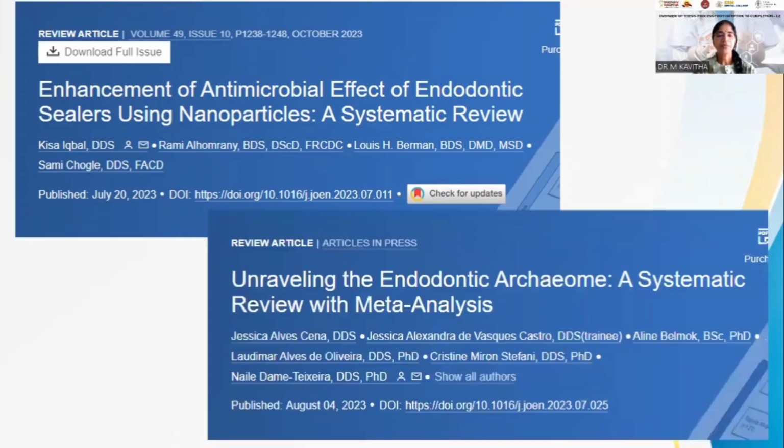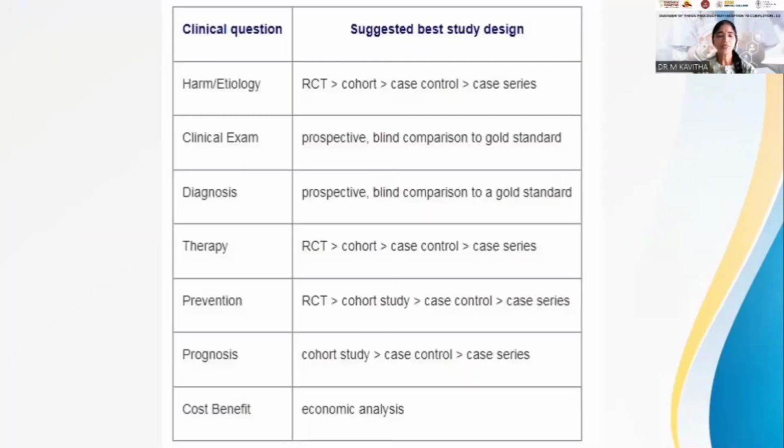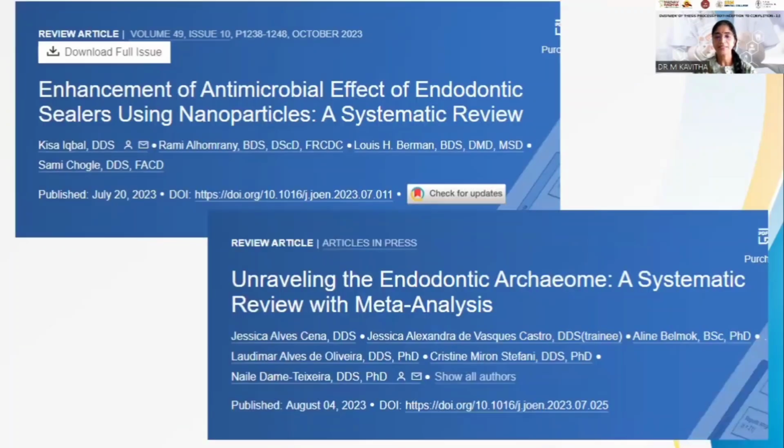This is an example of a systematic review with meta-analysis. In this, what they have done in this article is the search strategy involved researching 6 databases and the grey literature. Publications were accepted in any year or language that identified archaea in samples from the root canals.